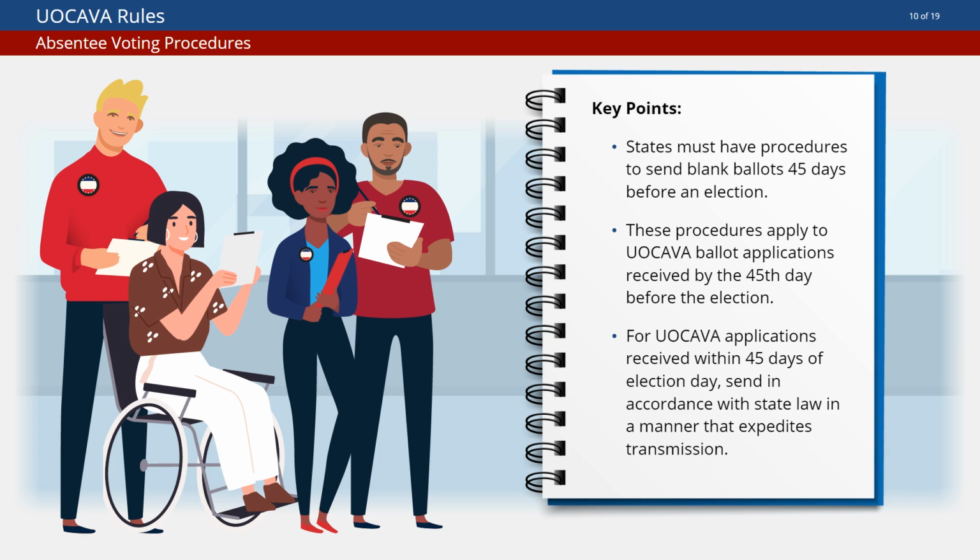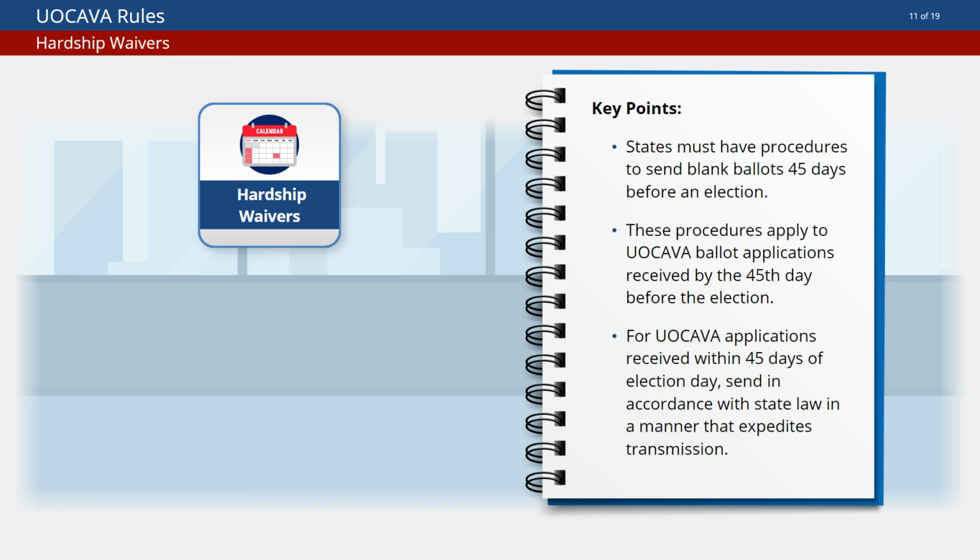The 45-day rule is a baseline. Some jurisdictions may send UOCAVA ballots even earlier. States may request a hardship waiver if they cannot meet the 45-day requirement. Select the button for examples.